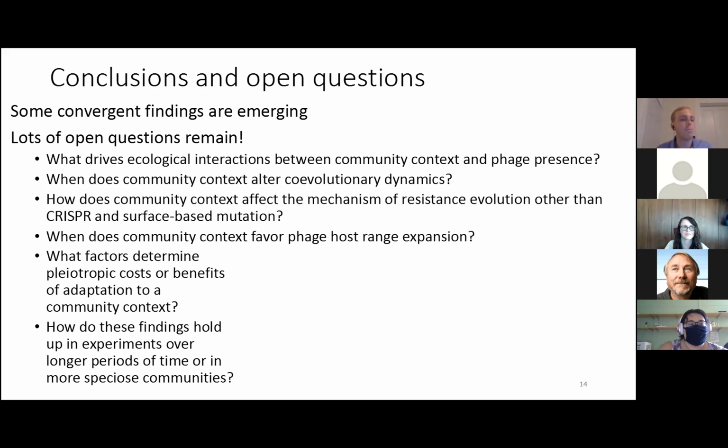A lot of these experiments have been done over just 15-ish generations of evolutionary time and in communities with 4 or 5 species. And so it'll be really interesting to see going forward, as more people do experiments in more speciose communities and over long periods of time, how well these patterns persist. So again, I'll point you to the review article that was recently published in the ISME journal, and I'm happy to take any questions.